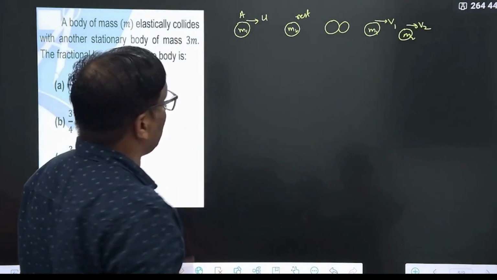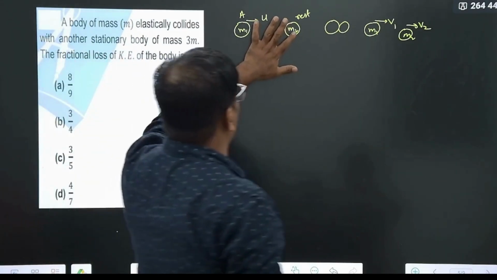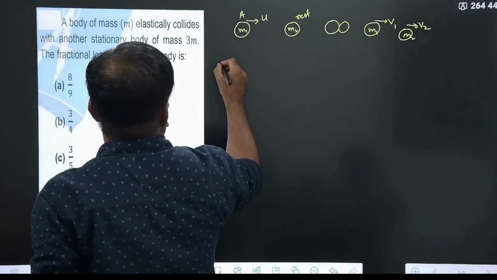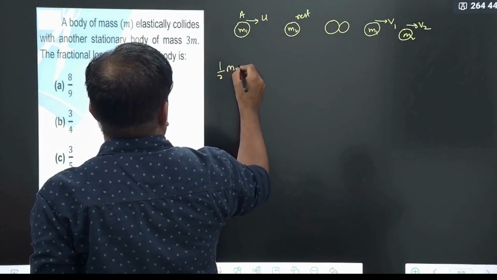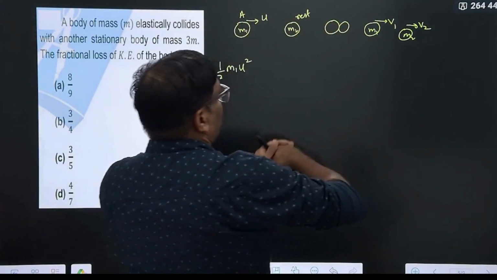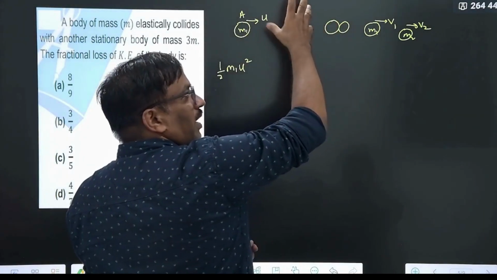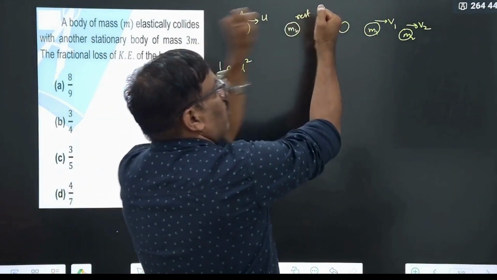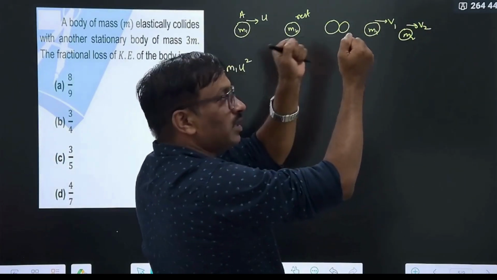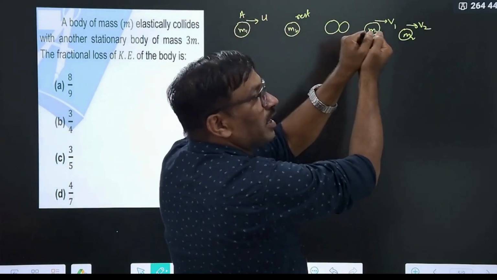Here, before collision, this object has some kinetic energy. What is the kinetic energy? Kinetic energy is half m1 u square. After collision, what happened now? This was at rest, so it does not have any kinetic energy. When this got collided, the energy of this first body is given to this one.